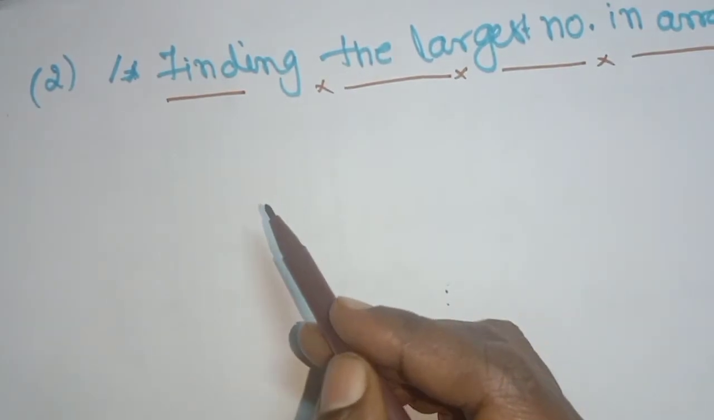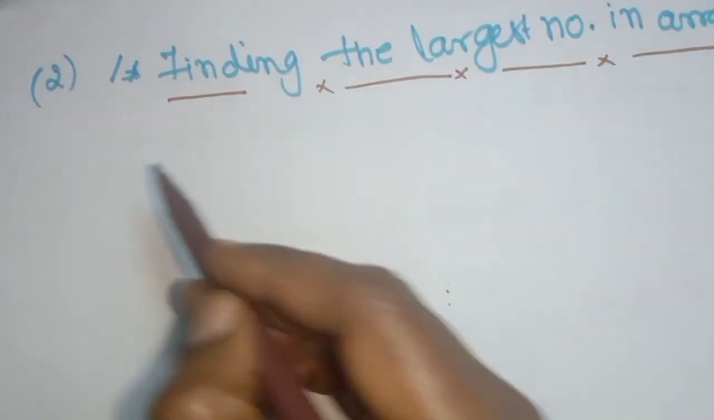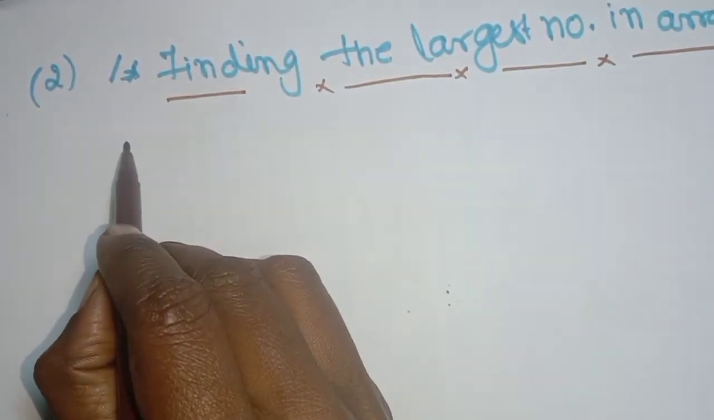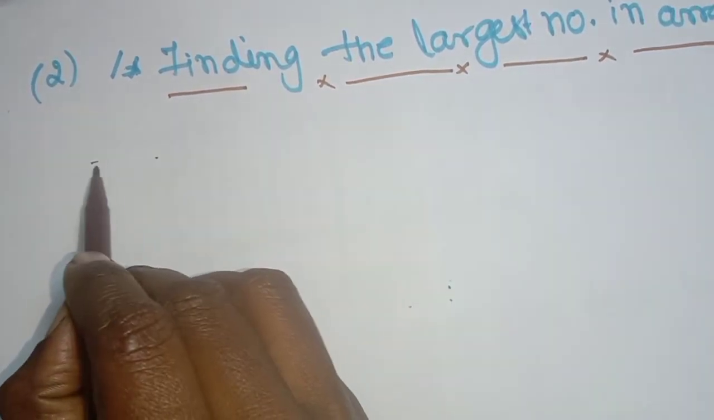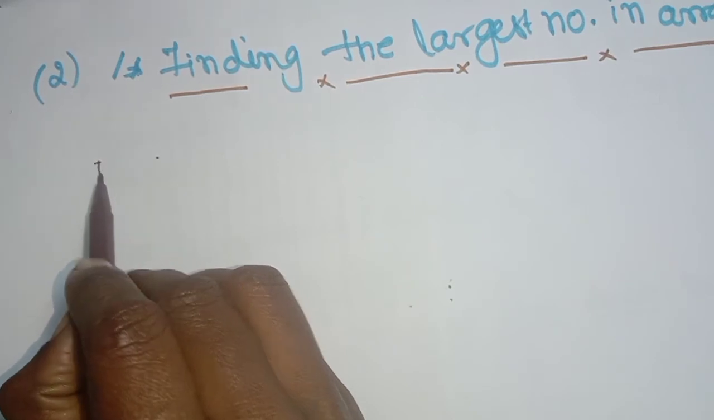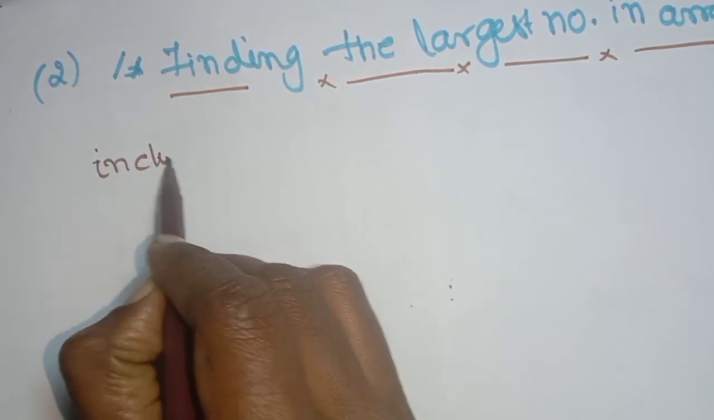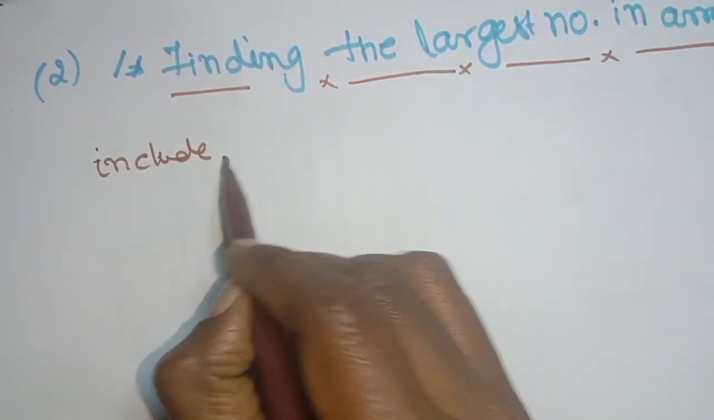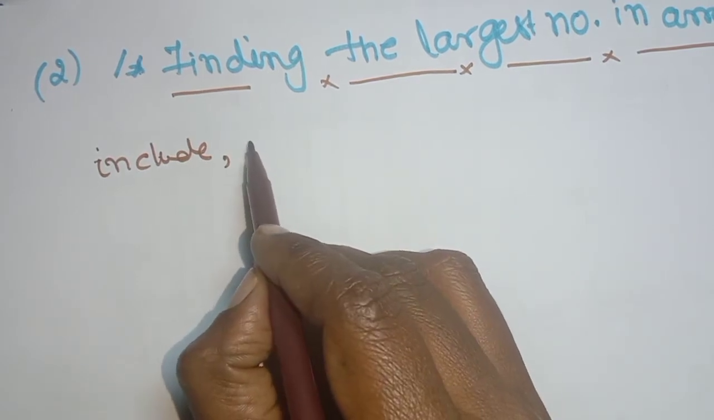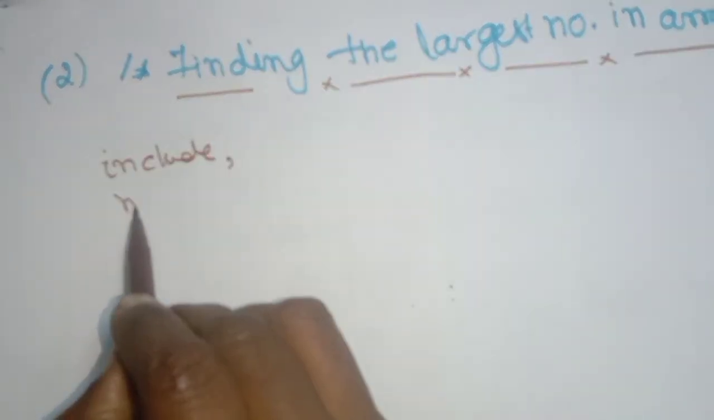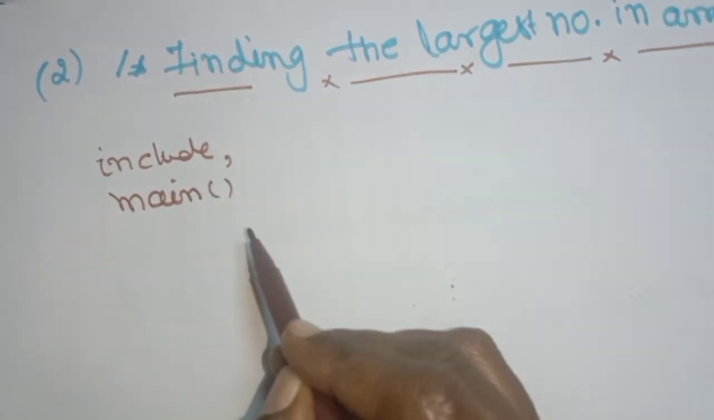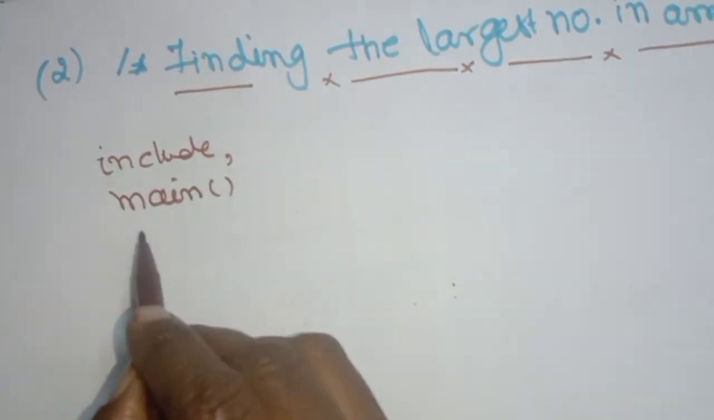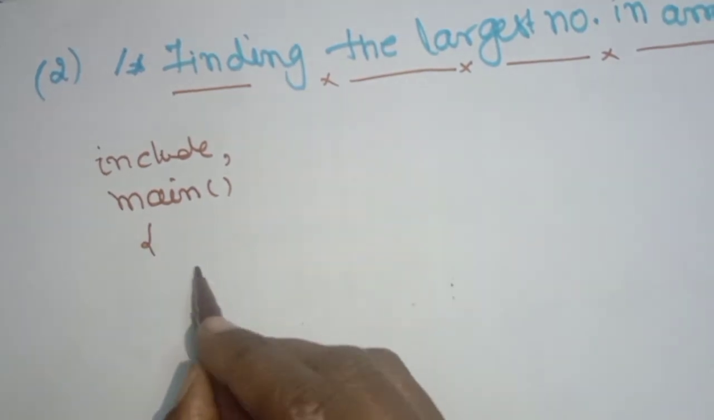As usual, what happens? You have to write the include section first. Next you write the main program. Let us begin the main program.